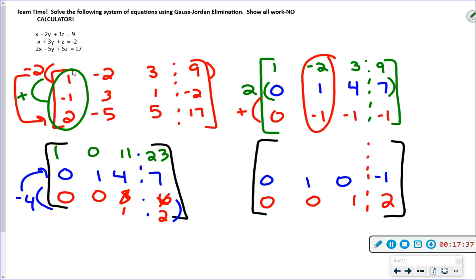To get rid of 11, we need negative 11, so I'm going to change this. So we're going to have 1, 0, 0, of course. And this is the one that really counts. Negative 11 times 2, negative 22, plus 23. So x is 1, y negative 1, z 2.